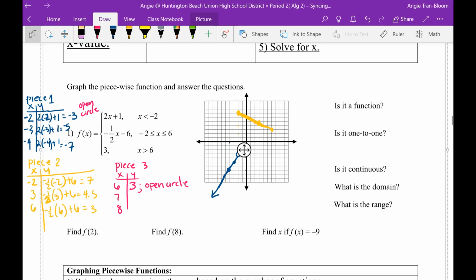Okay, so piece 3, when x is 6, y is 3. Okay, let's go on to when x is 7. Lena, when x is 7, y is what on piece 3? Shh. Lena? Also 3. Oh, man. How about Emma H? When x is 8, what's the output? 3. Always 3 for the third piece.